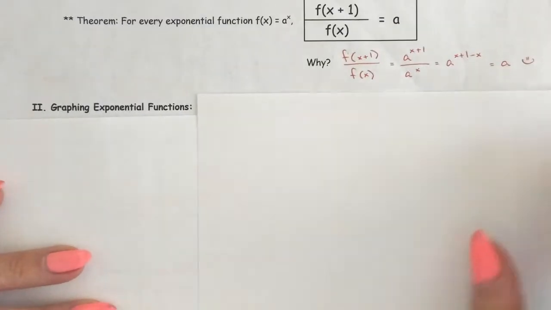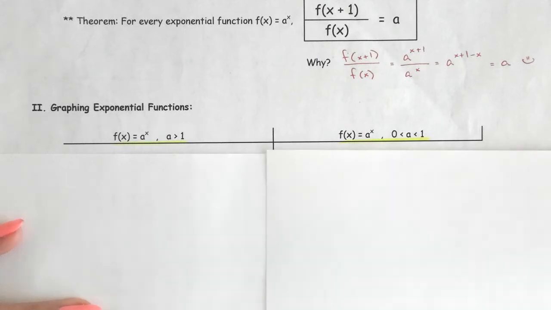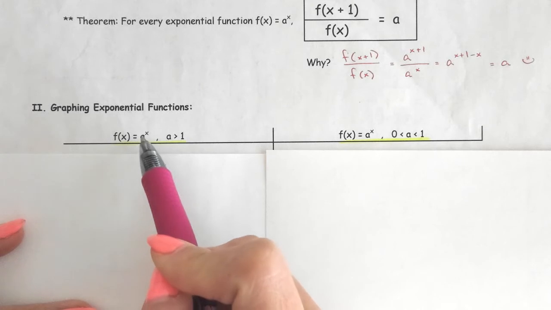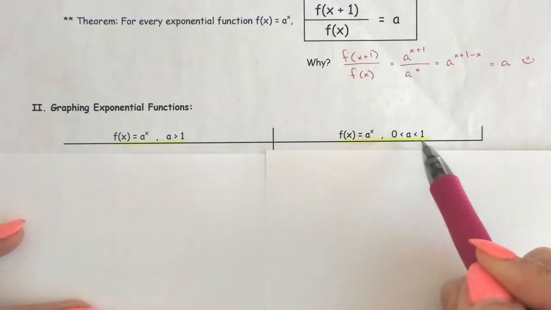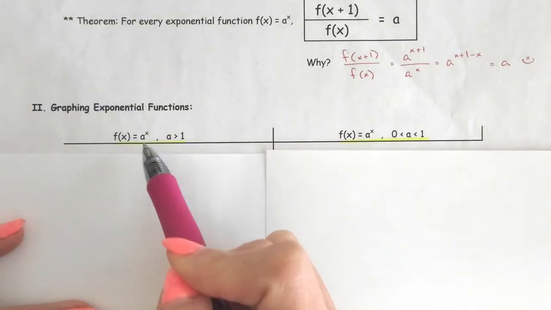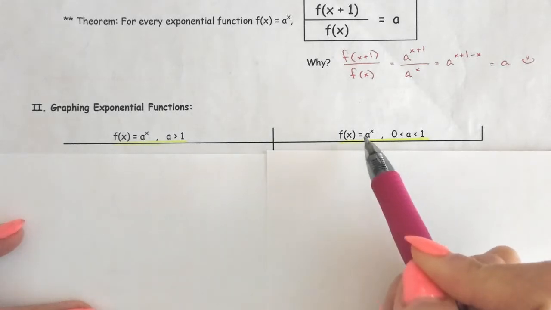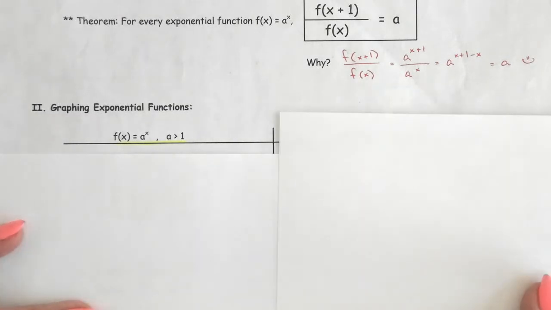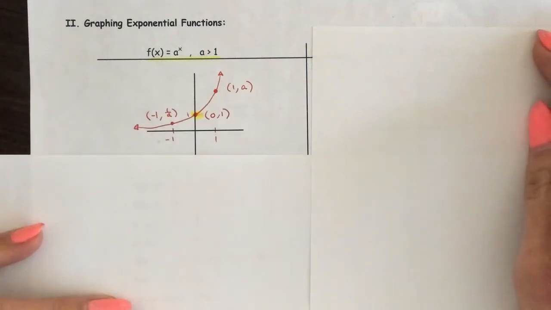Okay, so graphing exponential functions. For graphing exponential functions, there's two parts that we want to focus on. Either this base is greater than 1, or the base is between 0 and 1, okay? So either we have like a 2, a 5, a 7, or we have a 1/2, a 1/5, a 1/7. So basically, is it a fraction or not? So if it's not a fraction, then let's go ahead and graph something like this.